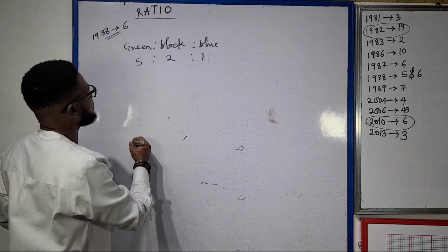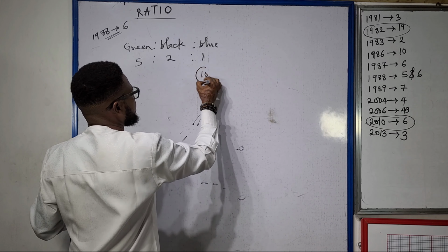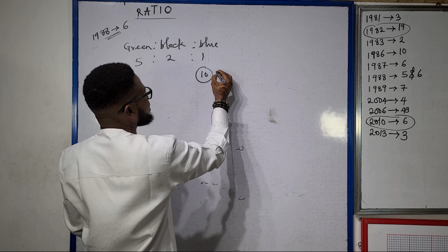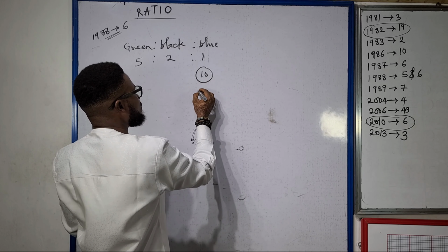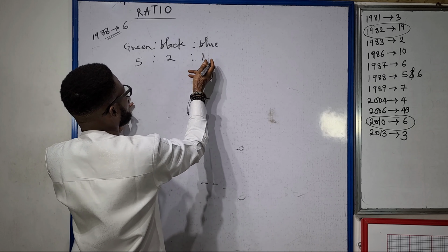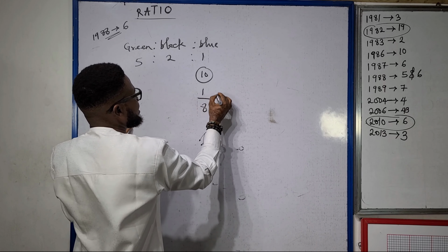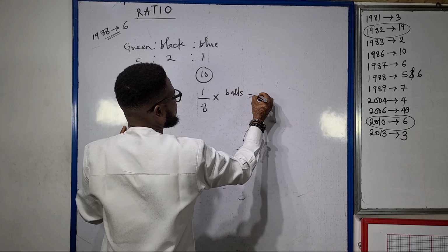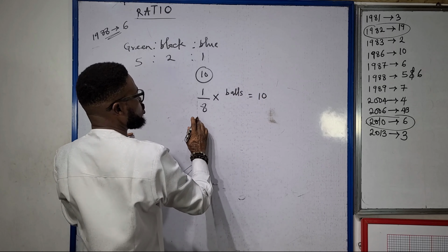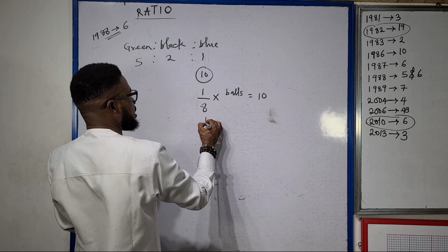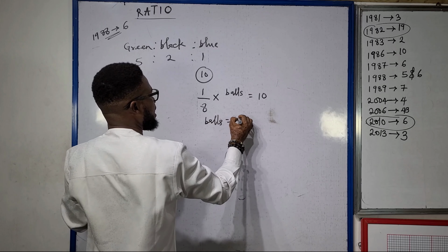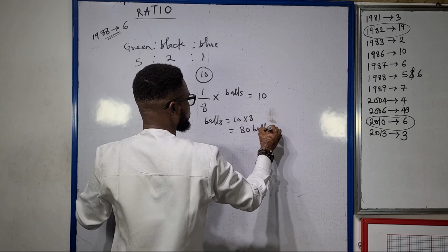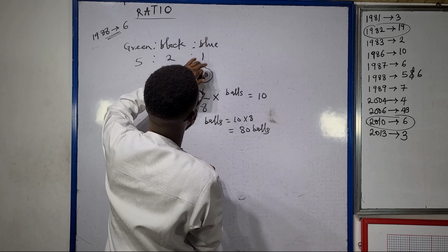Okay, first there are 10 blue balls. This represents 10. So for us to have this 10, this must have been 1 out of 1 plus 2 plus 5, which is 8, times how many balls do we have? That is what gave us 10. So balls times 1 is 10 times 8. At this point, we have 80 balls. So out of the 80 balls, blue is 10.